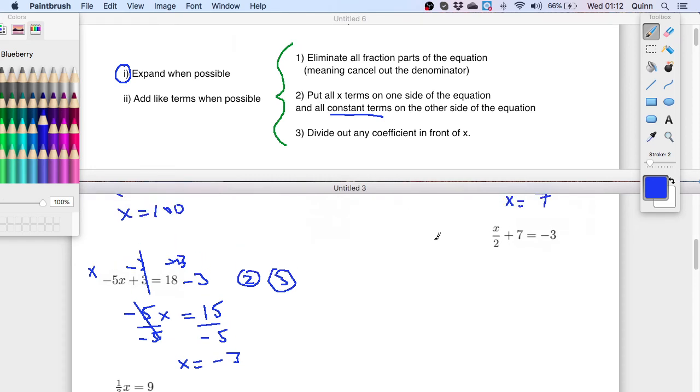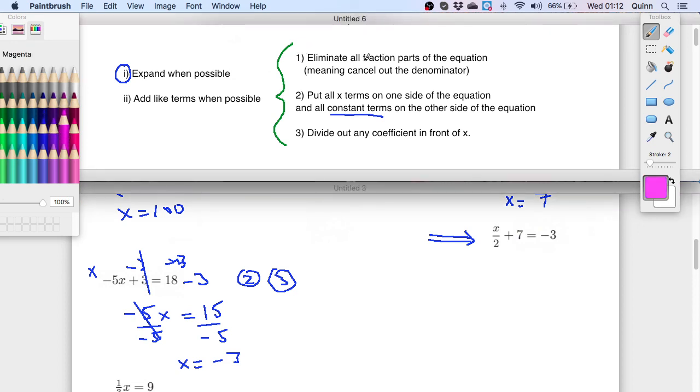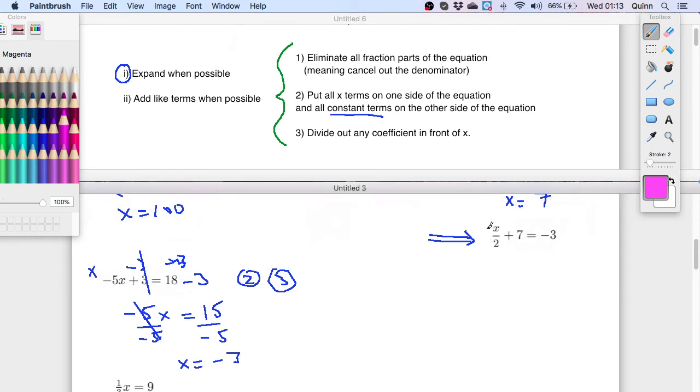Okay. How about this one? This one's a little bit more tricky. Okay. So it says expand when possible, no expansion, add like terms. Well, we don't have any add like terms here. But if we look at the next rule, number 1, it says eliminate all fraction parts of the equation. So we could eliminate this 2 here immediately, but this is an exception where if I put all x terms on one side and constant terms on the other, so if I take this 7 and I throw it over here, it might be a little bit easier.